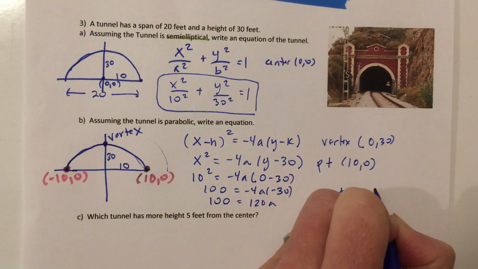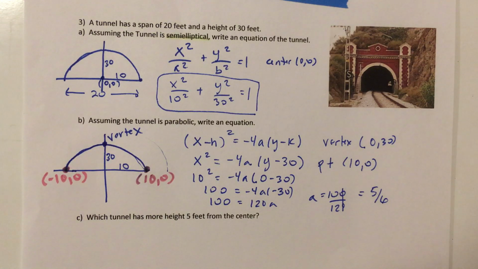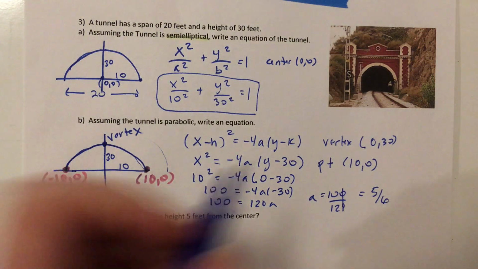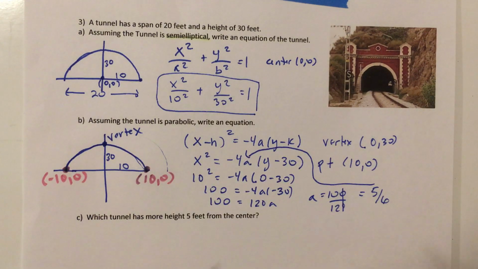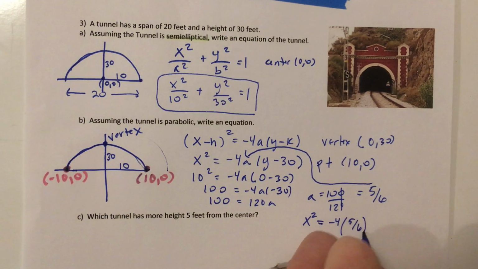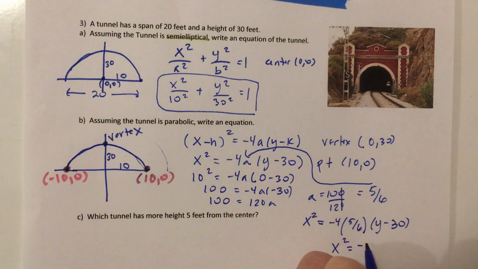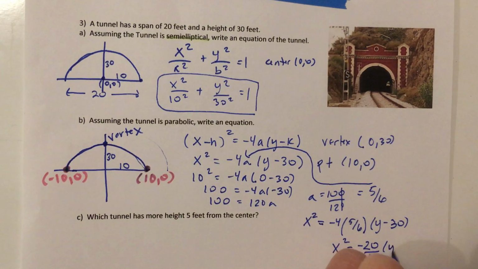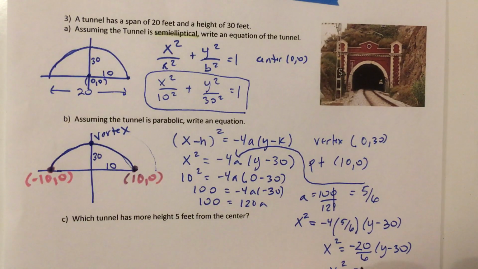Okay, if you reduce and divide, you get 5/6. If you wanted to turn that into a decimal, you could, but it's not necessary. To find an equation, you have to take that value and plug it back in right there for a. So your equation is x squared equals negative 4 times a, y minus 30. Or x squared equals negative 20 over 6, y minus 30, reduced. 2 goes into both of those.